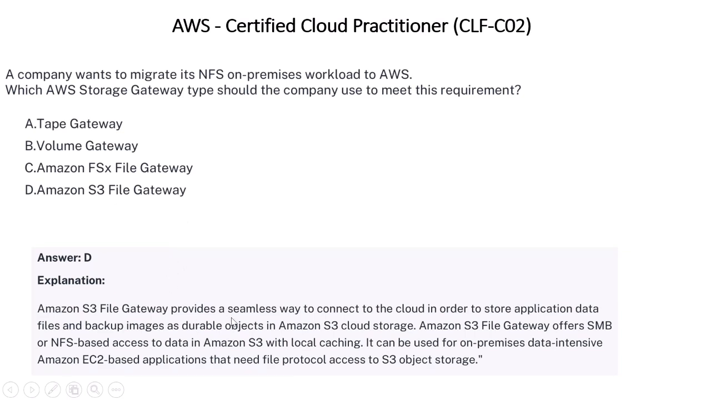Amazon S3 File Gateway provides a seamless way to connect to the cloud in order to store application data files and backup images as durable objects in Amazon S3 cloud storage. Amazon S3 File Gateway offers SMB or NFS-based access to data in Amazon S3 with local caching. It can be used for on-premises data-intensive Amazon EC2-based applications that need file protocol access to S3 object storage.